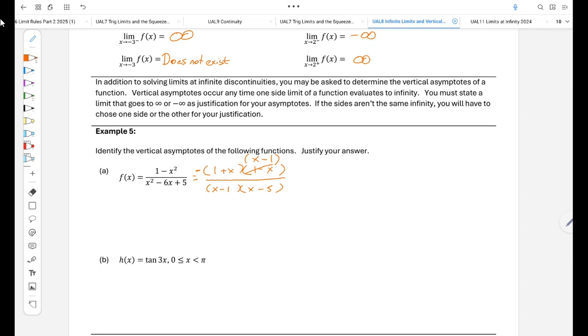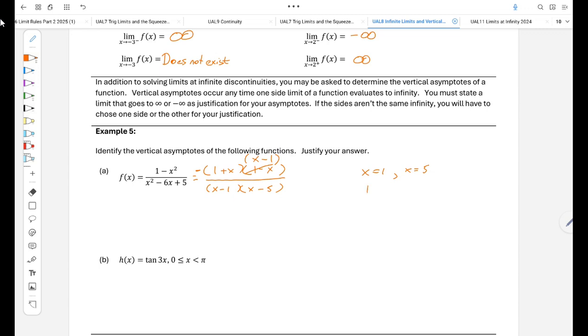So you could take a look at this. You should be able to see what's going to completely factor out of the denominator and what's not. The only possible answers are x equals 1 and x equals 5.